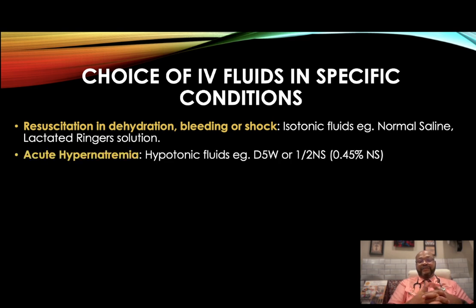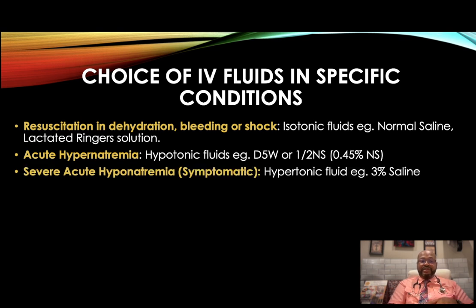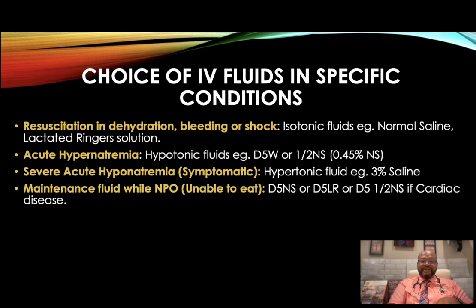Acute hyponatremia, of course, you use hypotonic fluid. You're trying to dilute the sodium in the blood. So things like D5 water or half normal saline can be used. In situations of severe acute hyponatremia, especially symptomatic ones, we use hypertonic fluids like 3% saline.